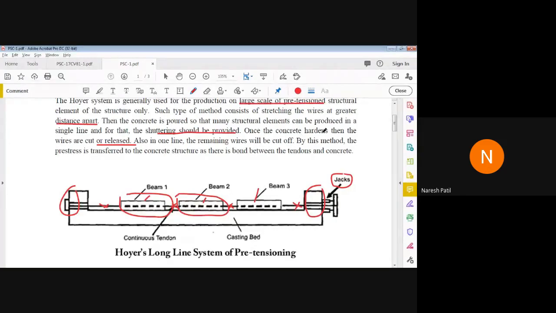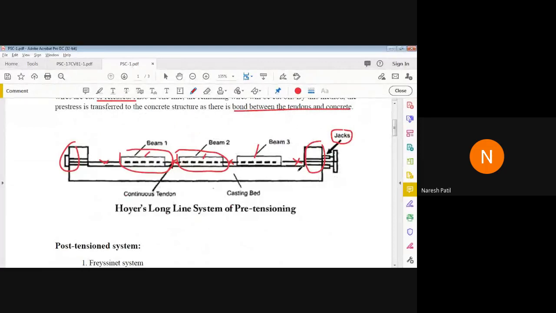Once the concrete hardens, then the wires are cut or released. Also, in one line, the remaining wires will be cut off, meaning the remaining wires in between these two wires. By this method, the pre-stress is transferred to the concrete structure as there is bond between the tendon and concrete, because as I told you, in the pre-tension system the cables pass through the concrete. When the cables are released or cut off from the ends, the pre-stressing force will be passed through the bond between concrete and the tendons. This is again a very simple method.